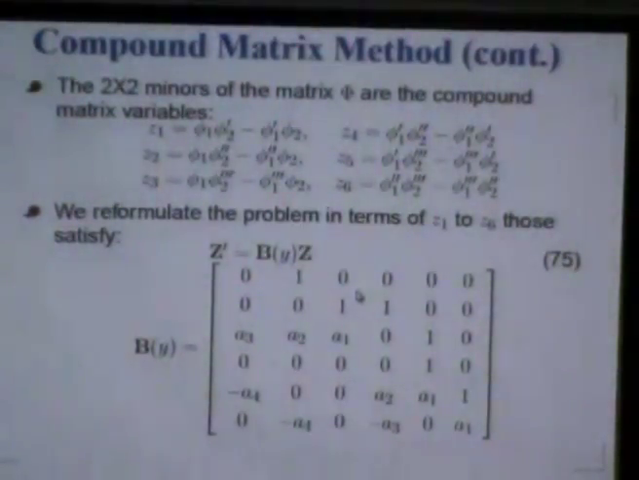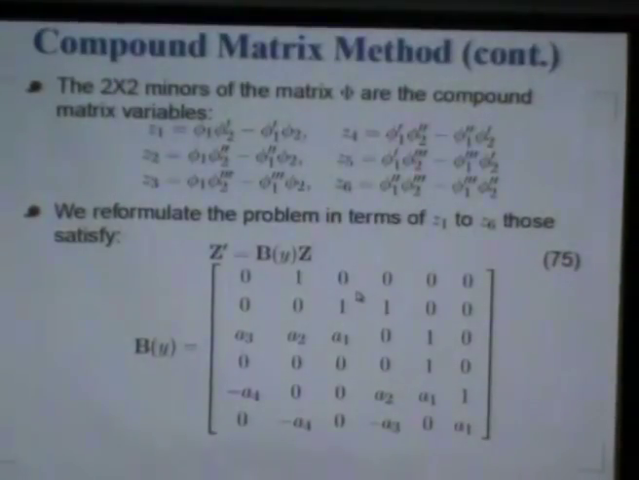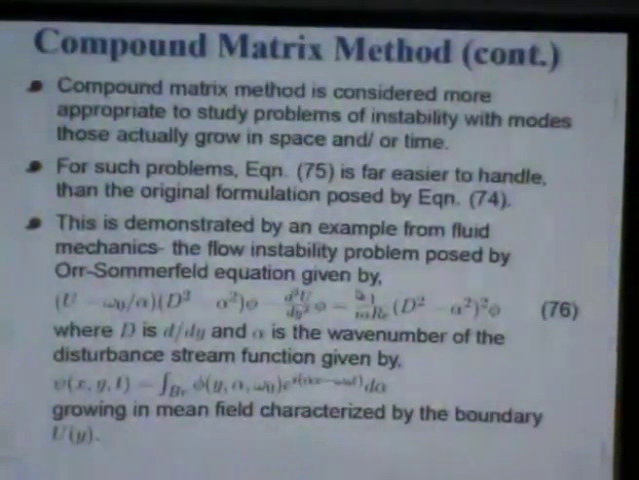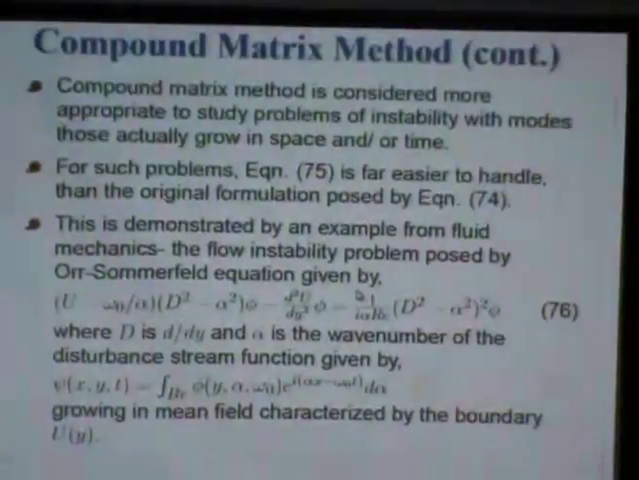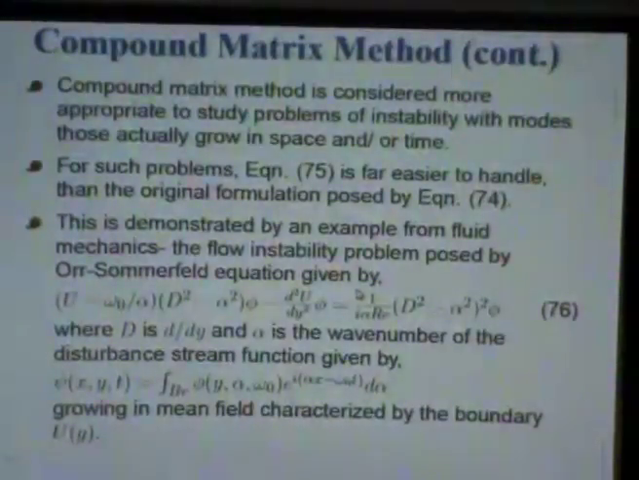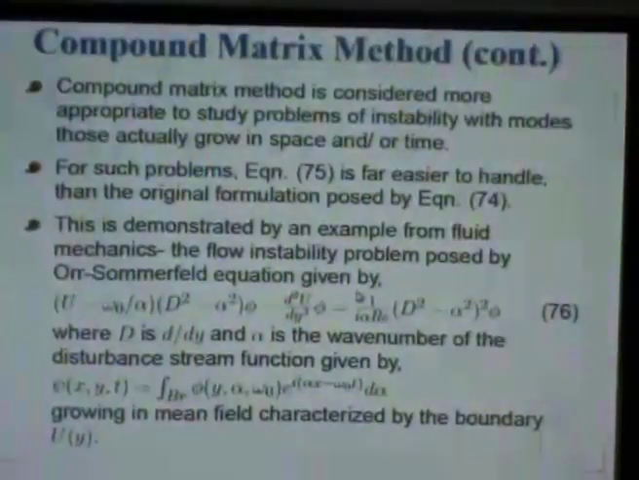So, you can see what we have done here. We have converted a fourth order system into a sixth order system. So, we have already decided to do a little extra work. We have increased the order of the system, and what do we get? We will tell you shortly through an example. That is the way I like to communicate, that this compound matrix method is generally developed to study problems of instabilities with basically the modes that actually grow in space and time.